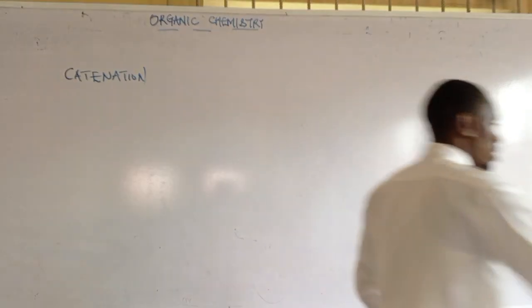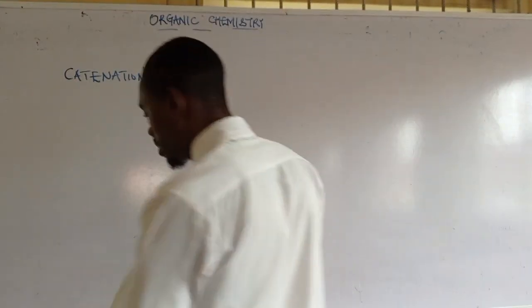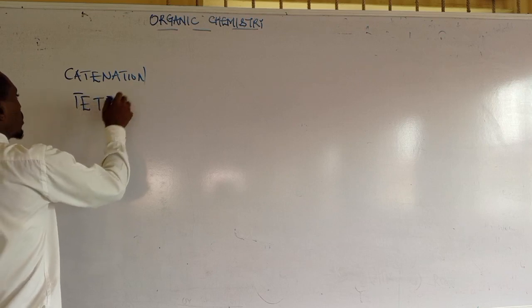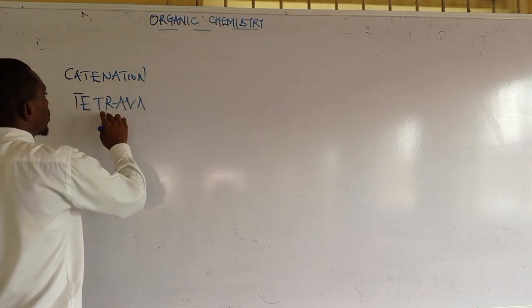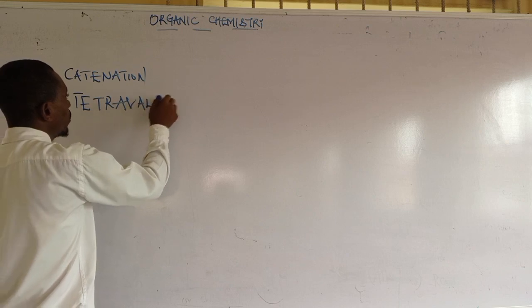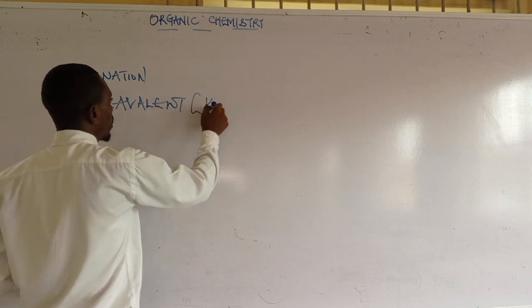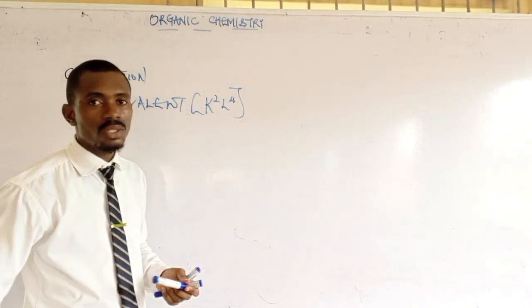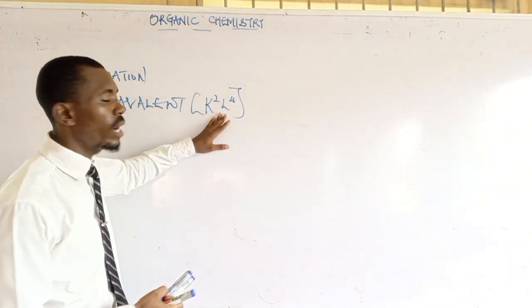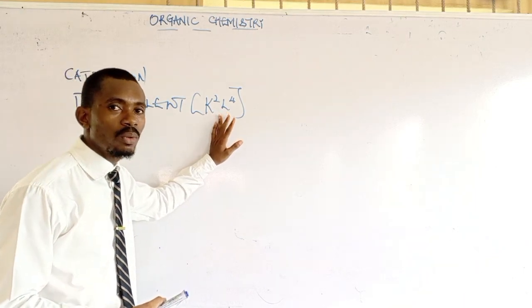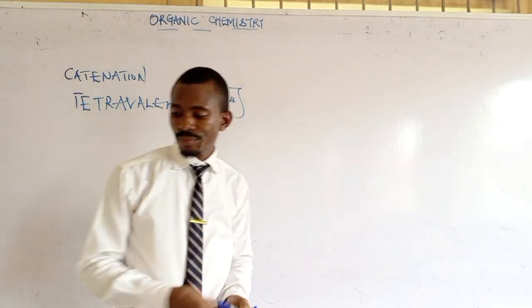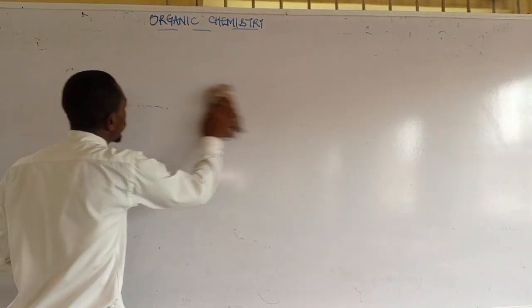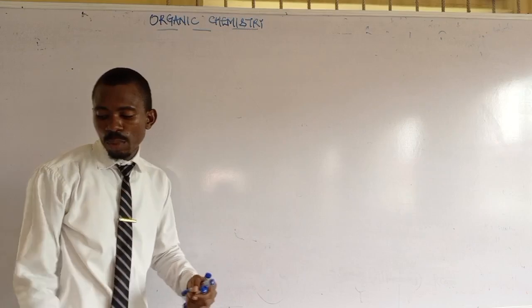So, another property of carbon is that it is a tetravalent element. Carbon is tetravalent. Why is it tetravalent? It is from its configuration, it has K2L4. So it has 4 valence electrons. Hence it is tetravalent. It is in period 2 and in group 4 of the periodic table. Carbon is a non-metal.